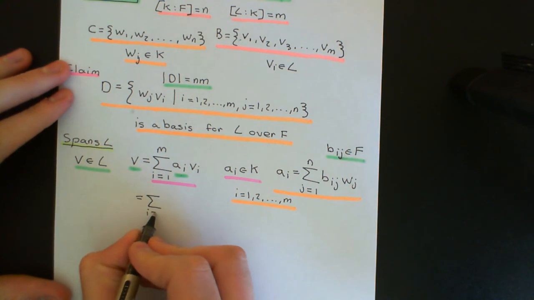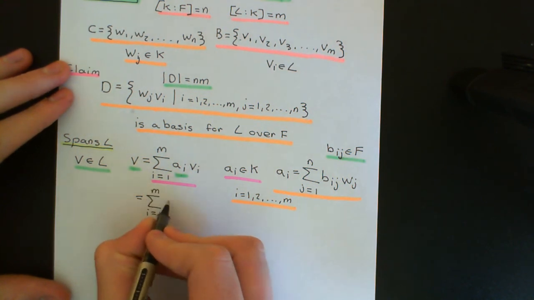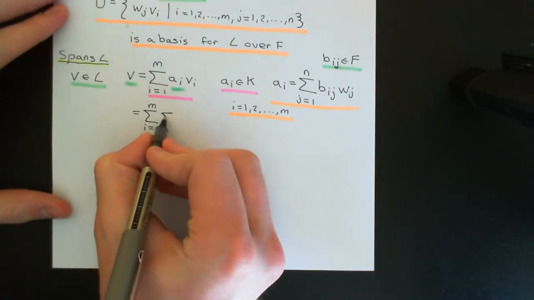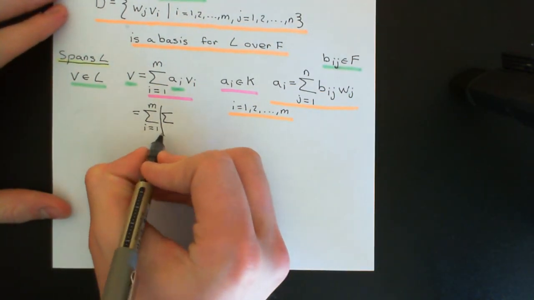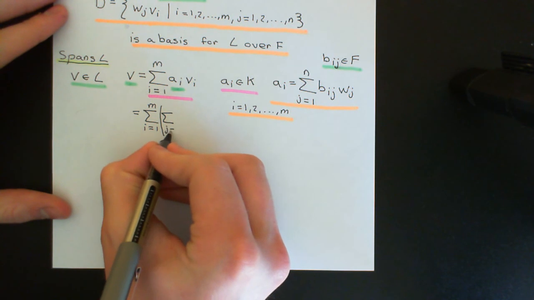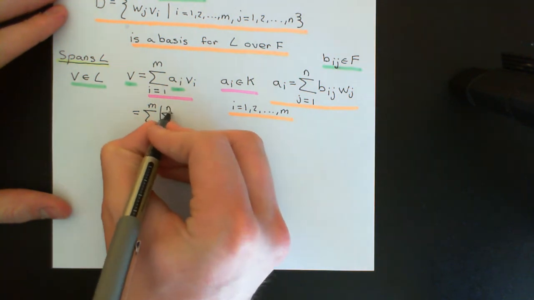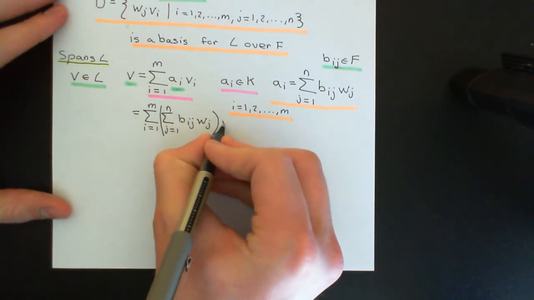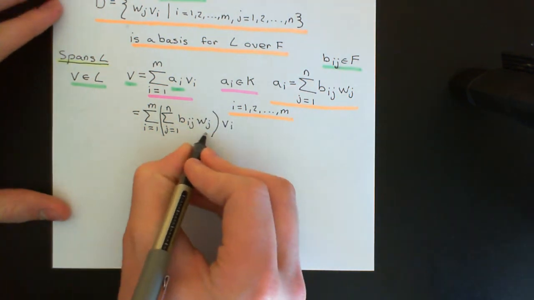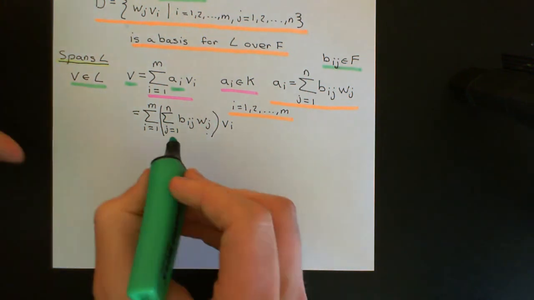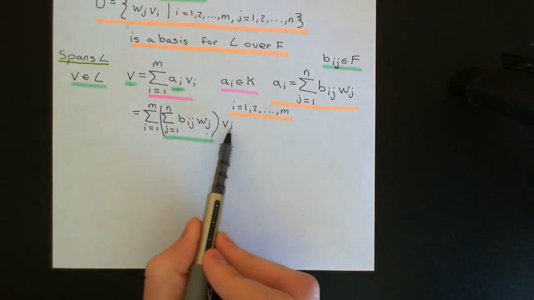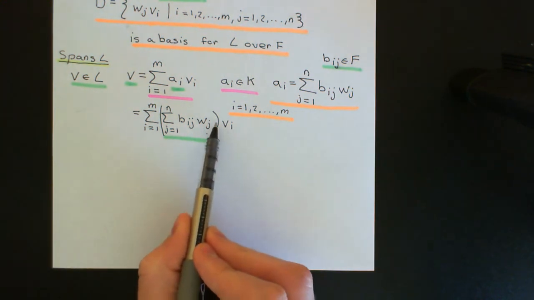So this will become the sum from i equal to 1 to m, and I should initially put brackets around this, the sum from j equal to 1 to n of b_ij w_j times each v_i. So this is now taking the place of that a_i. I've just substituted it in here. Now, of course, we can apply the distributive law, because this entire great big sum is just being multiplied by its respective v_i here.